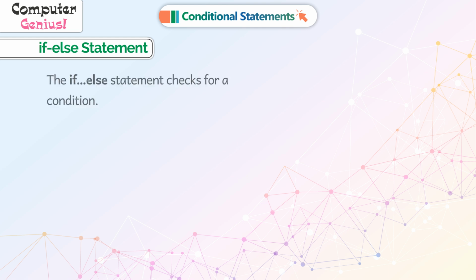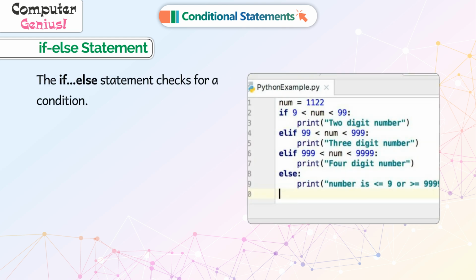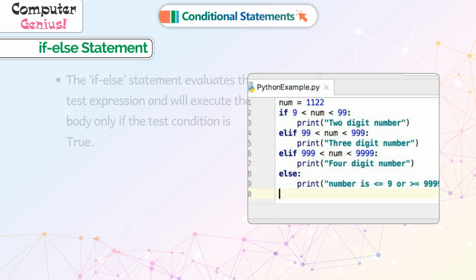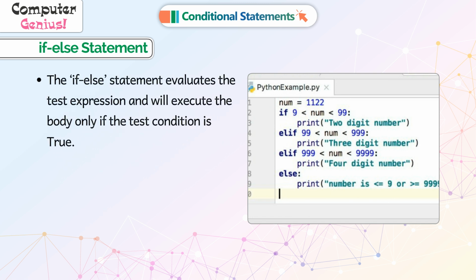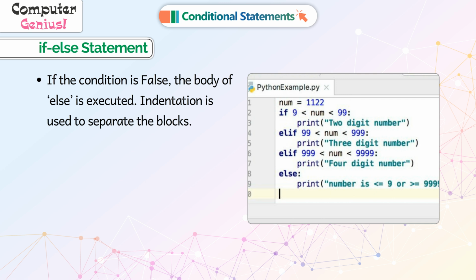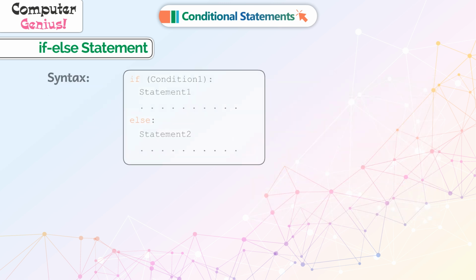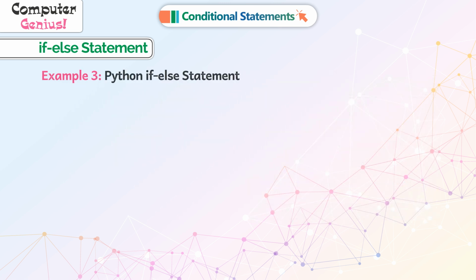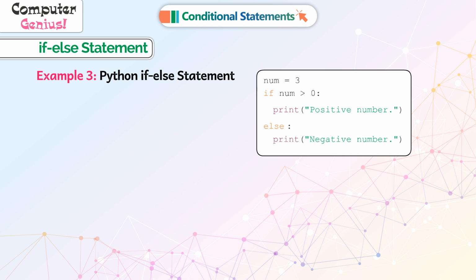If-else statement. The if-else statement checks for a condition. The if-else statement evaluates the test expression and will execute the body only if the test condition is true. If the condition is false, the body of else is executed. Indentation is used to separate the blocks. Syntax.